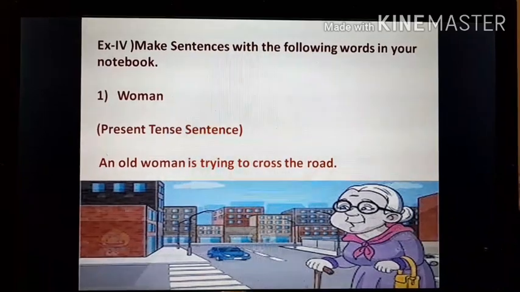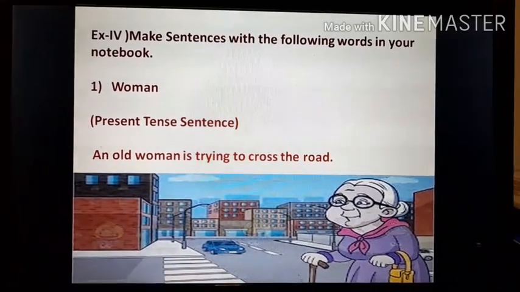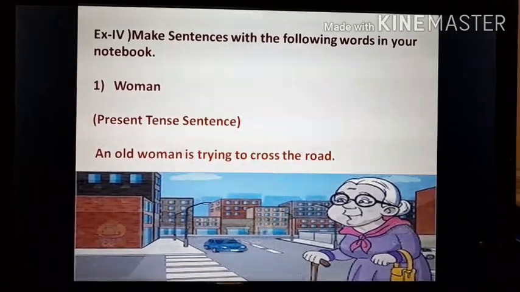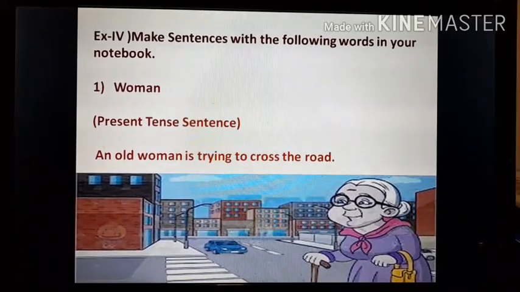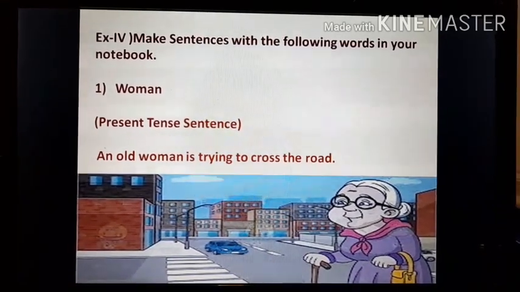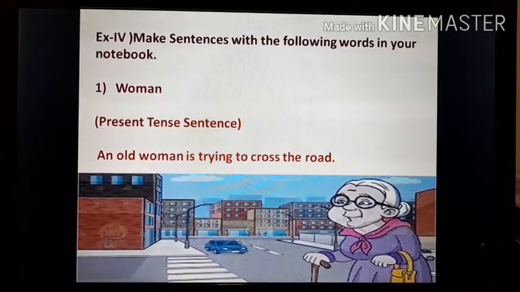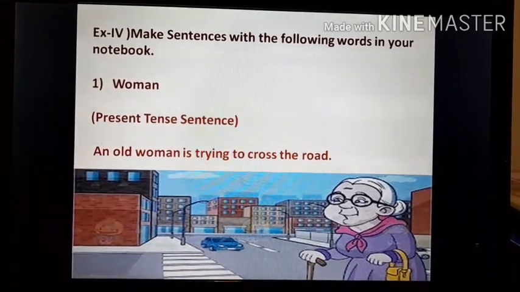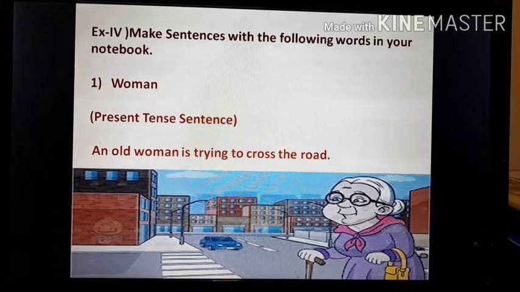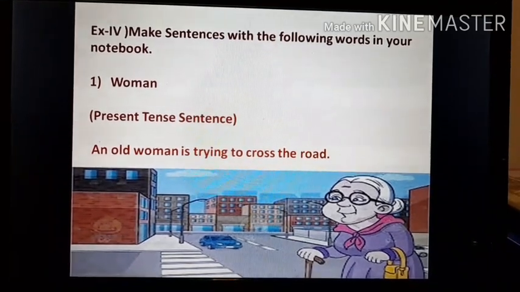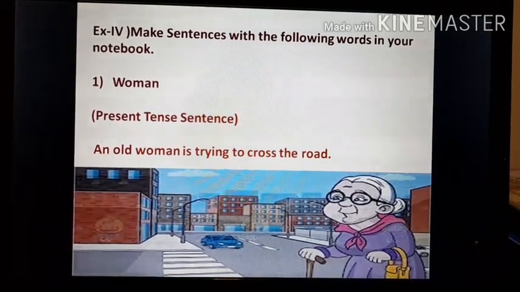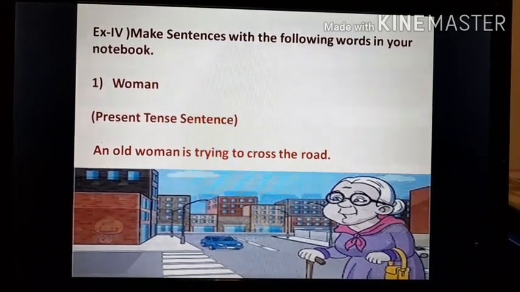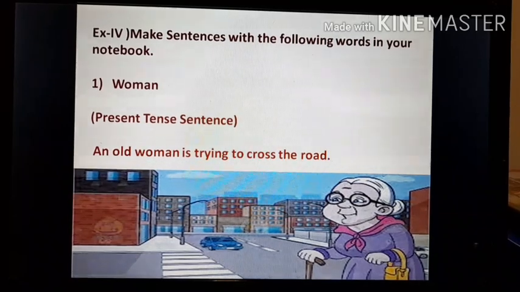That means in this question, you are supposed to make a sentence on a given word. A word is given to you and you are supposed to make the sentence. Here, I am giving you 2 examples. One is a present tense sentence, and the other is a past tense sentence. Now let's see. The first word is woman.